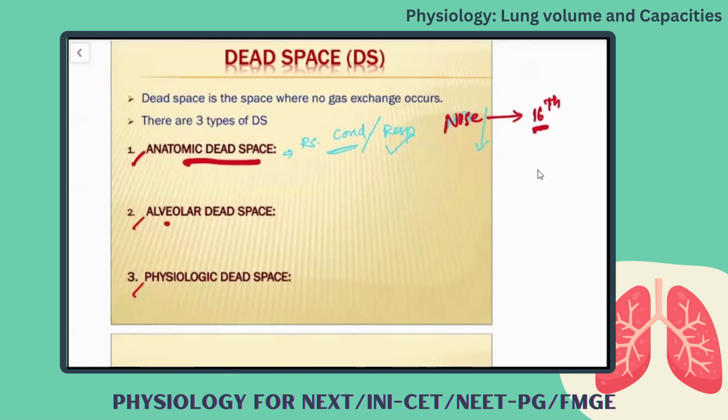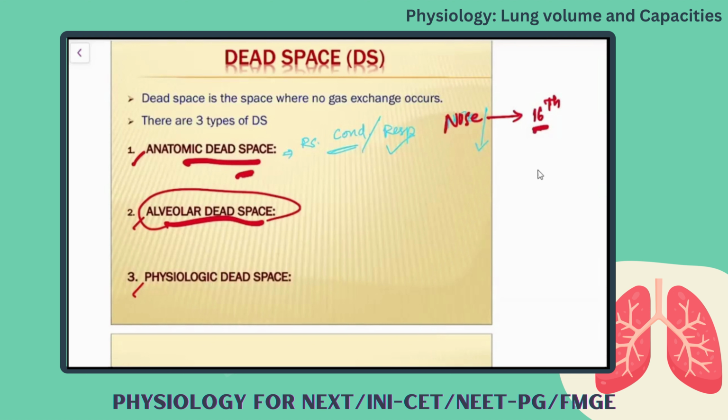Okay. And what is meant by alveolar dead space? We have just now seen the alveoli is the place where the gas exchange is taking place. But now alveolar dead space is coming. What is meant by alveolar dead space is that even in the respiratory zone, there are alveoli.